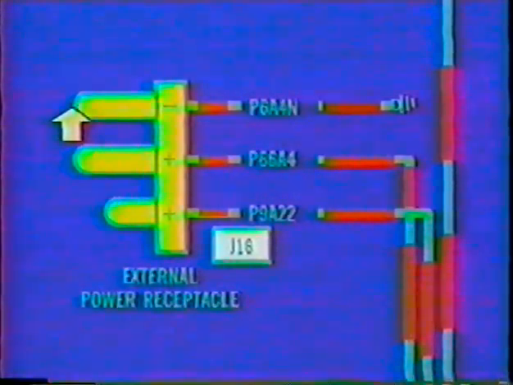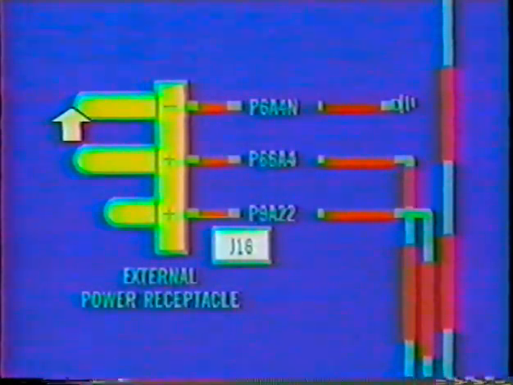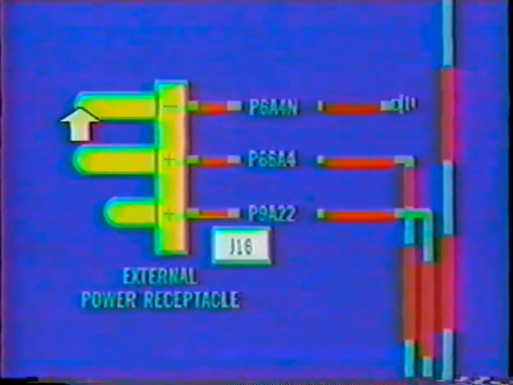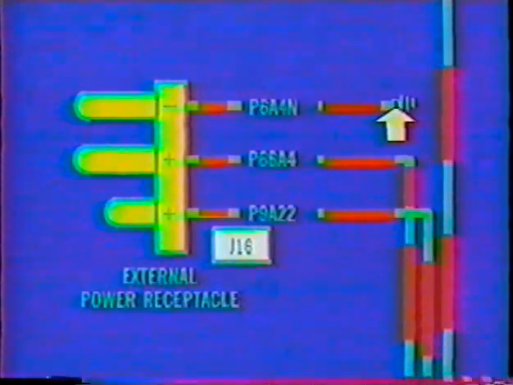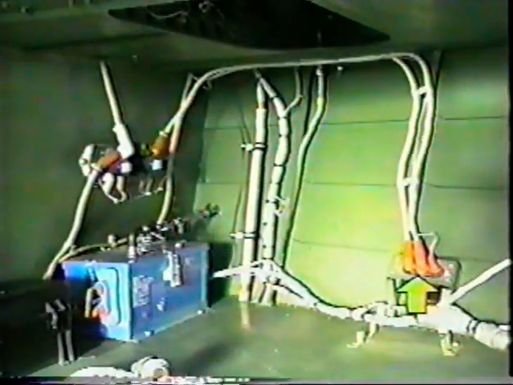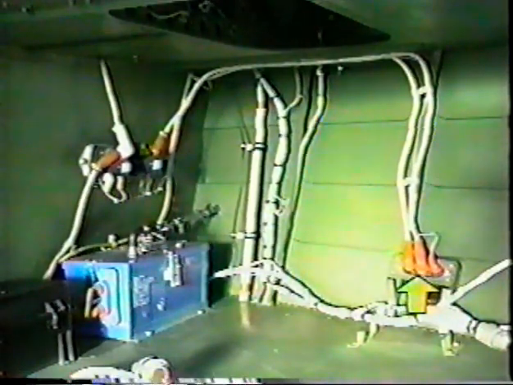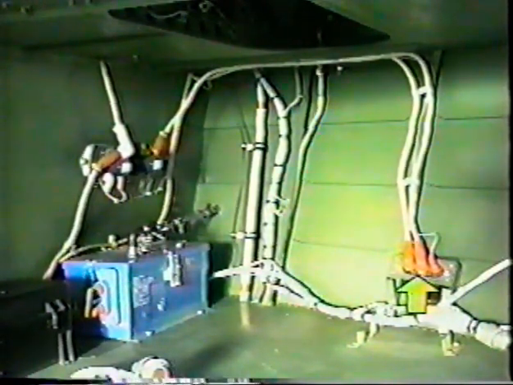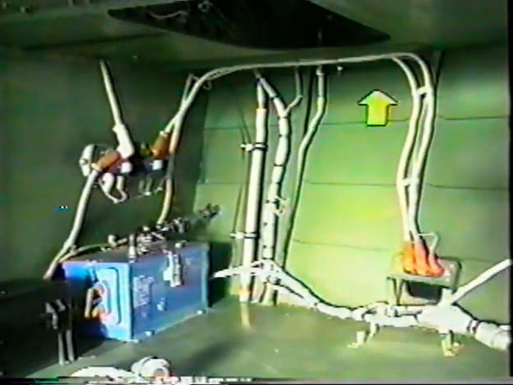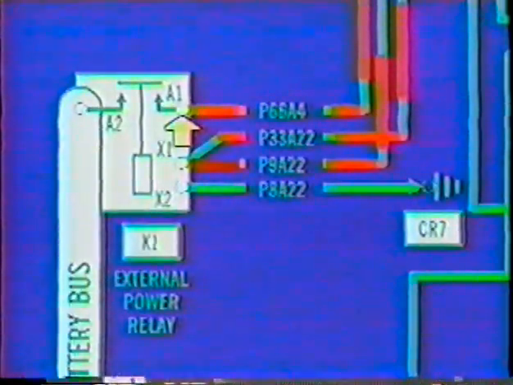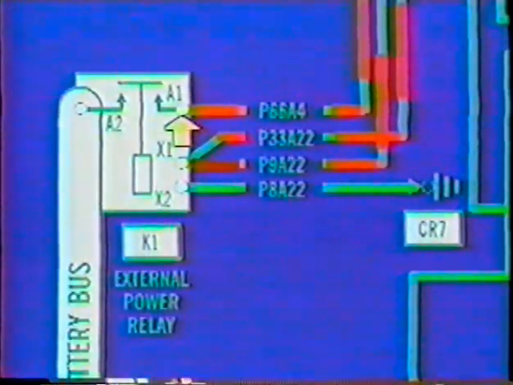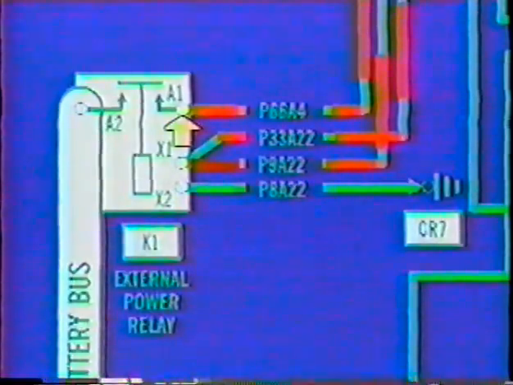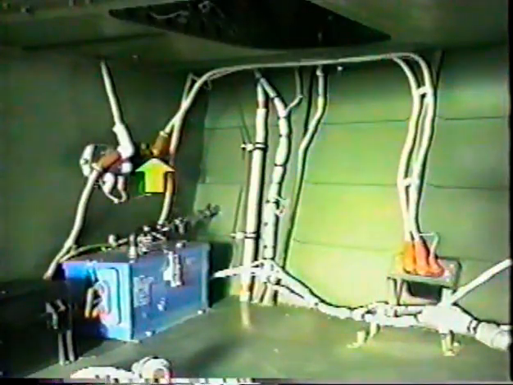Start at the negative prong on the external power receptacle. You can see this creates our common ground to the airframe. Find the center positive prong on the external power receptacle. Follow this wire to terminal A1 on the external power relay. This puts external power on the relay.